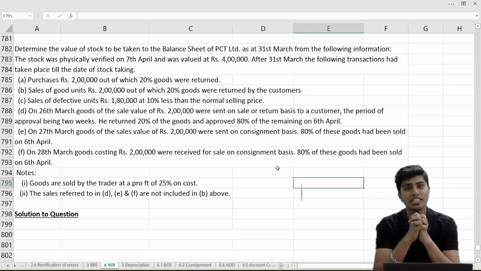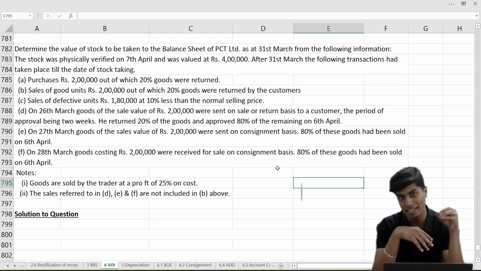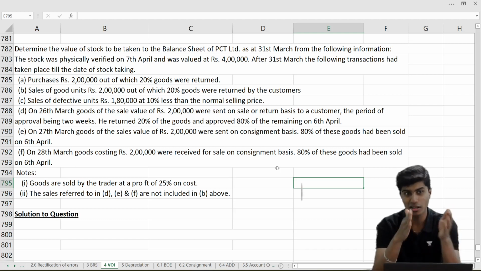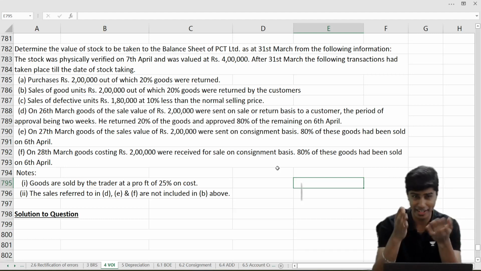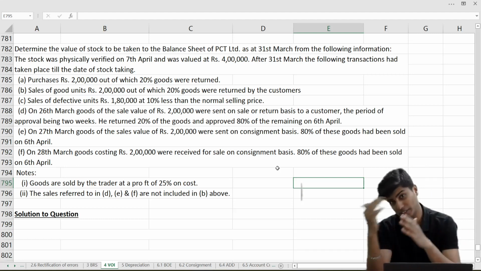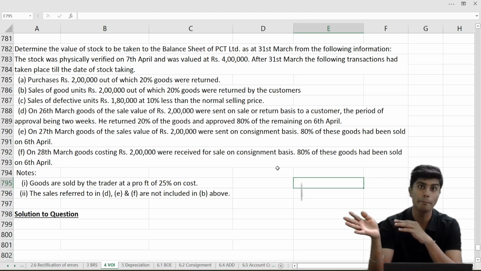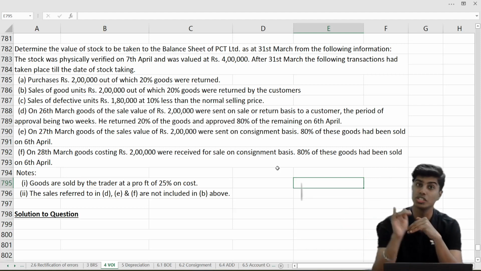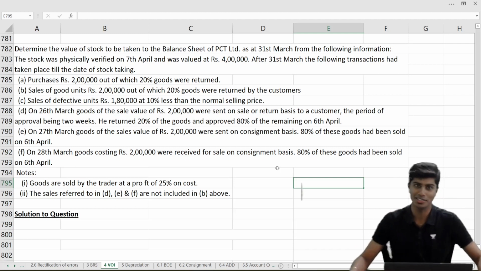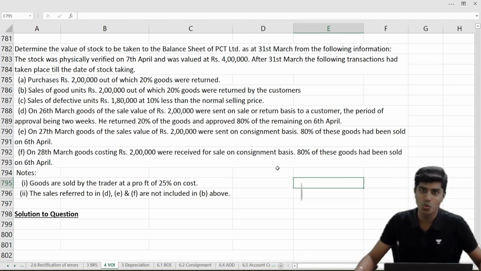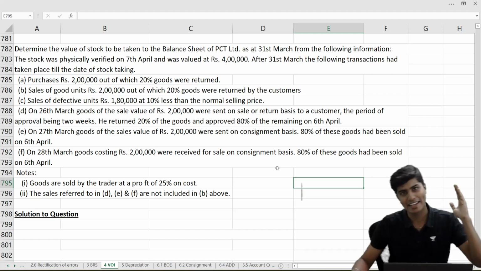And that's it, a very interesting one, wherein the physical verification of the inventory has not happened on 31st of March, that is year end, but for whatever the reason that they had, they've done it on a date after 31st of March, that is 7th of April, and we are going to compute the value of inventory to be disclosed in the balance sheet as on 31st of March. I hope you're all ready. So why waste time? Let's get started.